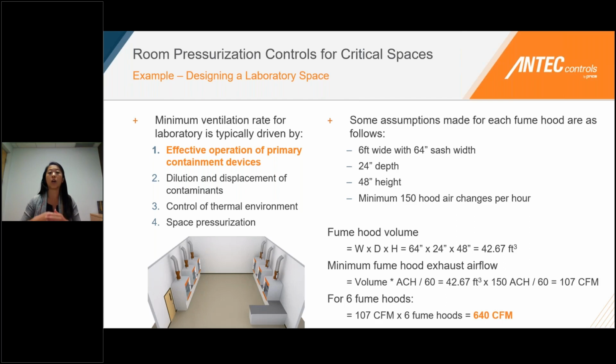Then if we're looking at all 6 fume hoods, we're just going to multiply that by 6 and get 640 CFM. So now looking at our room, the minimum exhaust airflow for all 6 fume hoods in that space should be 640 CFM.